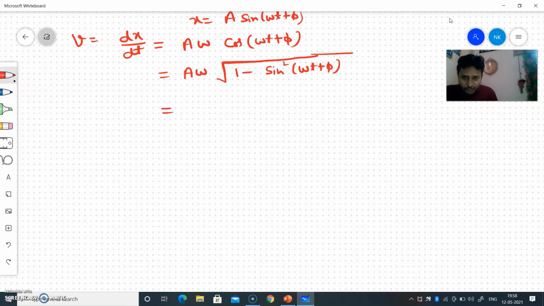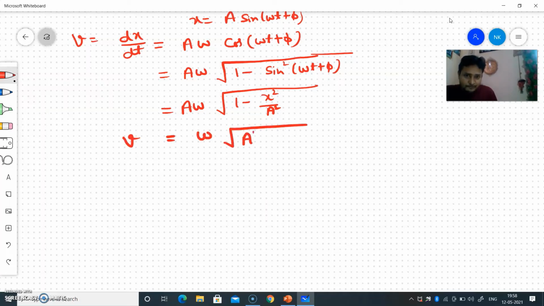So put the values from here. This is A omega times square root of 1 minus sin square(omega t plus phi). Sin square(omega t plus phi) will be x square divided by A square, and you take this A inside. So this v is omega times square root of A square minus x square. So this is the formula for velocity.